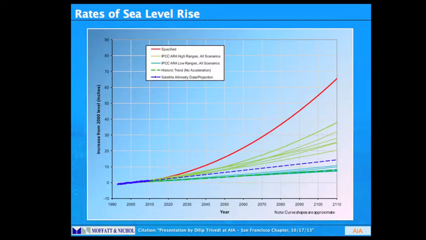When we look at the actual science itself, this is what we have observed. This is data. Green is data. And if you project that data out 100 years, that's 8 inches. 1990, this is 2100, that's 8 inches per century.